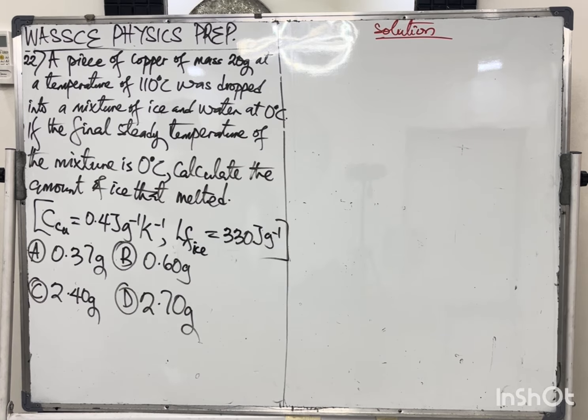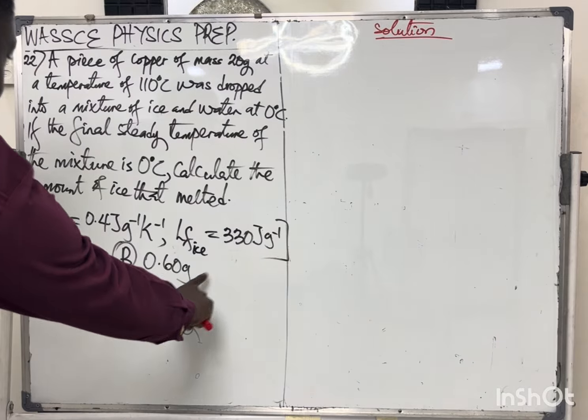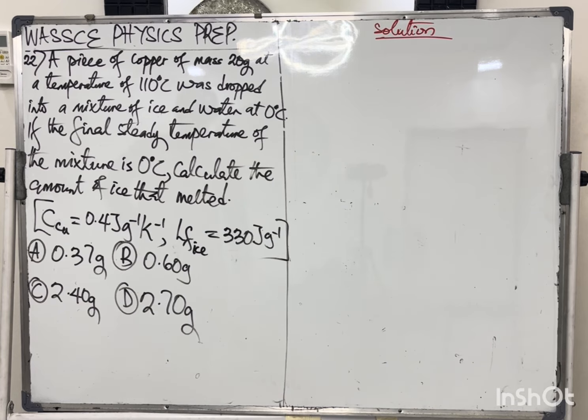Given that the specific heat capacity of copper, C_u, is 0.4 joules per gram per Kelvin, and the specific latent heat of fusion of ice, L_F (ice), is 330 joules per gram. Options: A, 0.37 grams; B, 0.60 grams; C, 2.40 grams; and D, 2.70 grams.